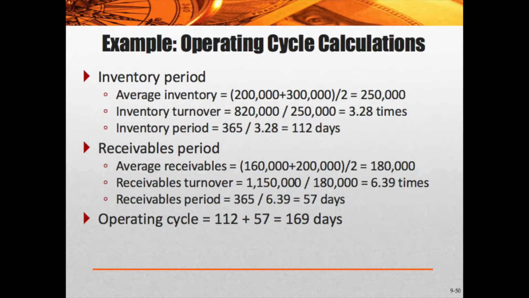The receivables period, we have 160 plus 200 divided by 2 is 180 for the average receivables. Receivables turnover is 1.15 divided by 180. The receivables turned 6.39 times, and of course if it's 6.39 times, 365 divided by 6.39 is 57 days. We turned our receivables every 57 days.